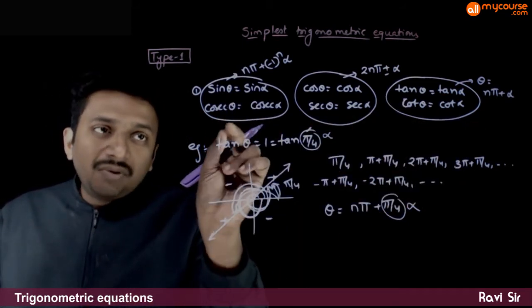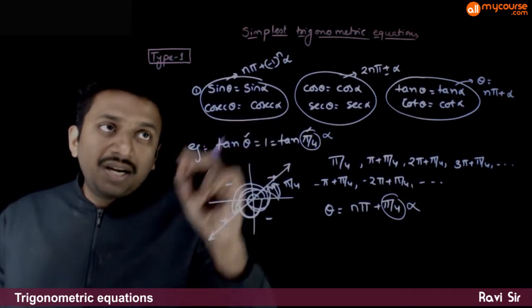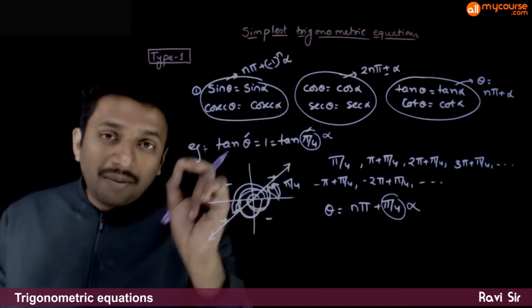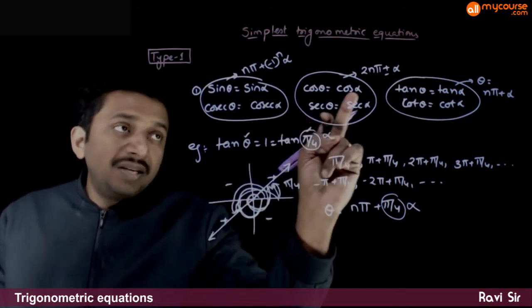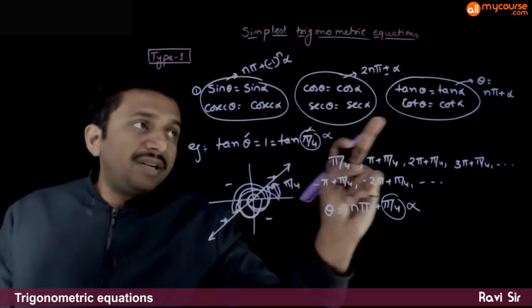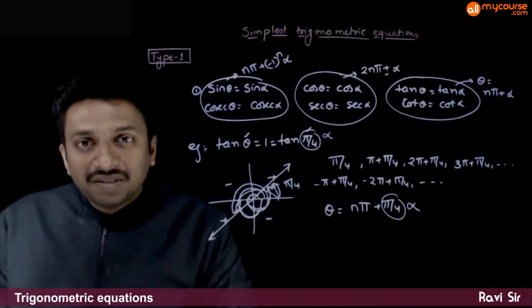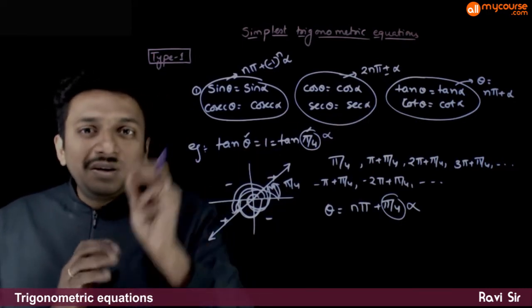So sin theta is equal to sin alpha, or cosecant theta is equal to cosecant alpha, implies theta is equal to n pi plus minus 1 whole power n times alpha. For cos it is 2n pi plus or minus alpha. For tan it is n pi plus alpha. So these are the three things that you need to remember in type 1.